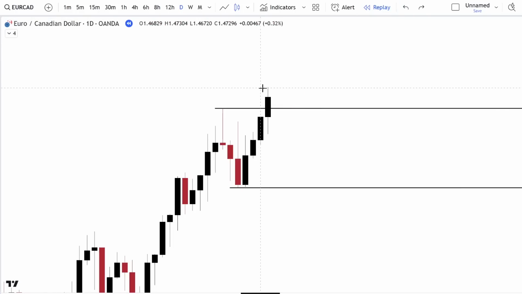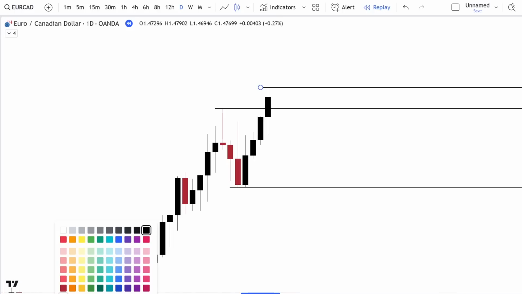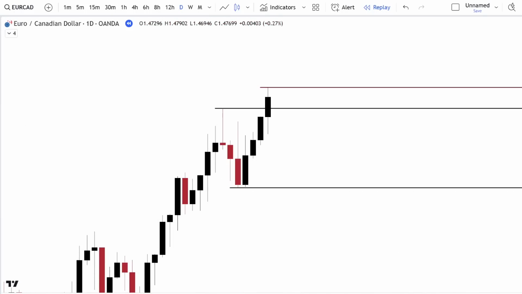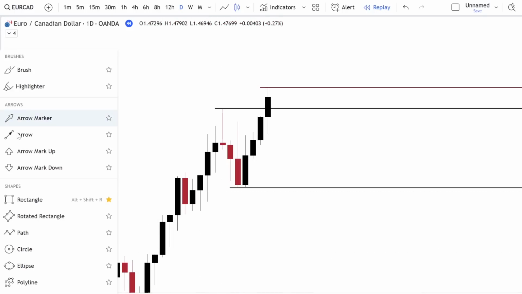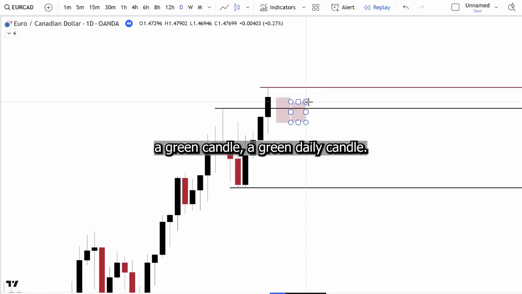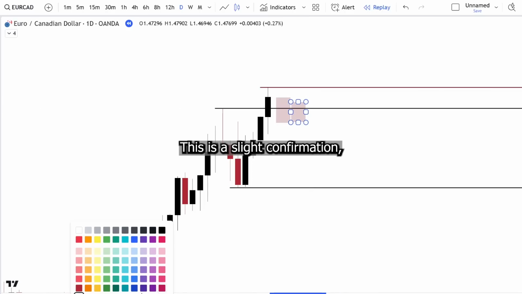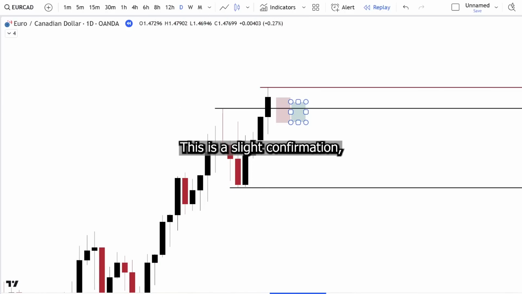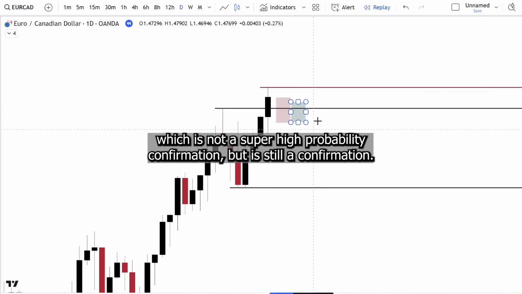So let's say price retests right here. Price drops down, gives you a red candle, and then gives you a green candle, a green daily candle. This is a slight confirmation. Just not a super high probability confirmation, but it's still a confirmation.